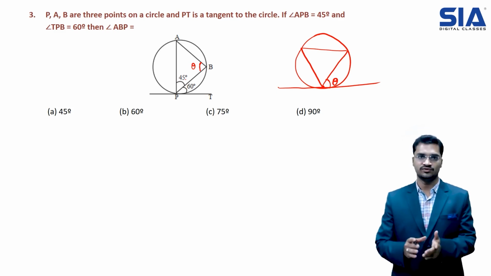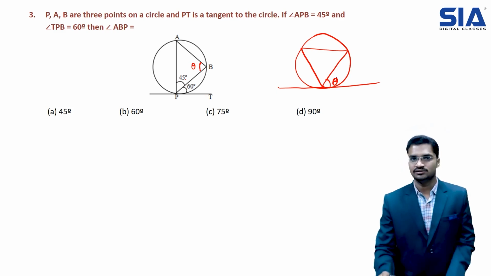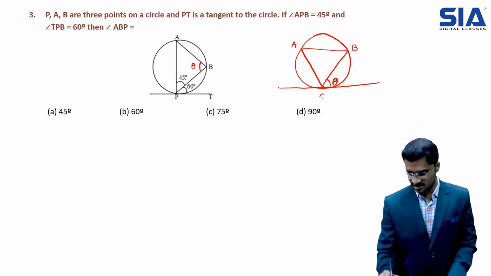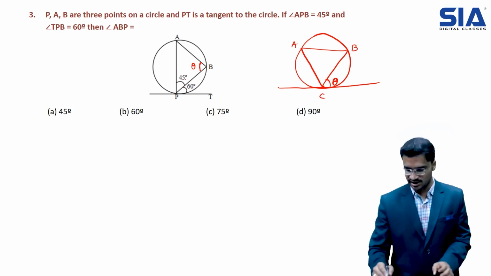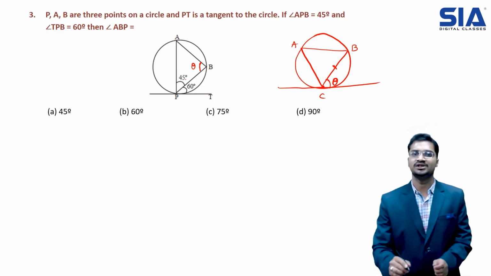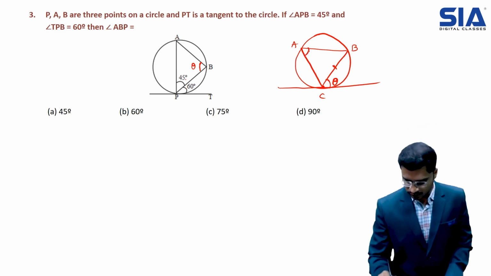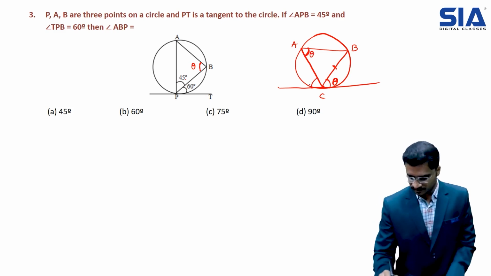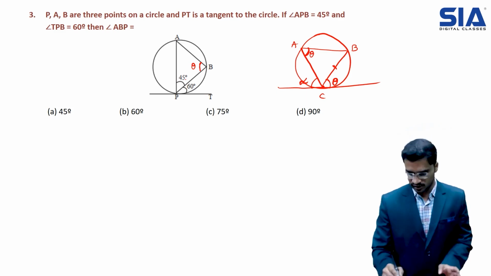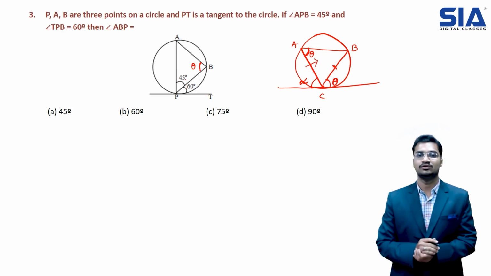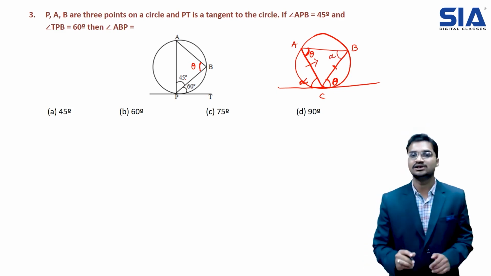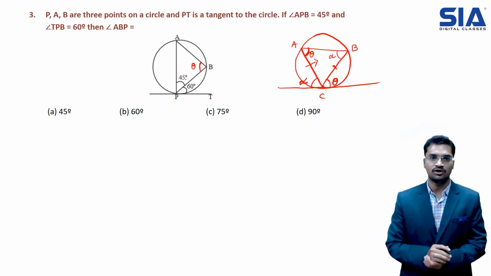In order to find this, let us name the triangle ABC. The side adjacent to theta is BC, so opposite to BC we are getting theta. In the same way, if this is alpha, the side adjacent to alpha is AC, so opposite to AC we are getting alpha. This is called the alternate segment theorem. Let us apply this alternate segment theorem here.